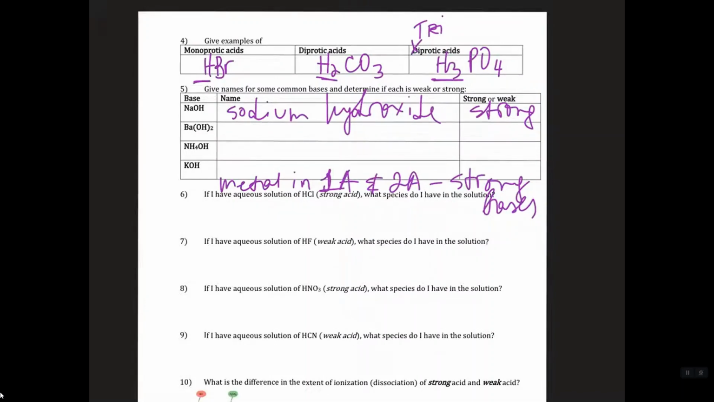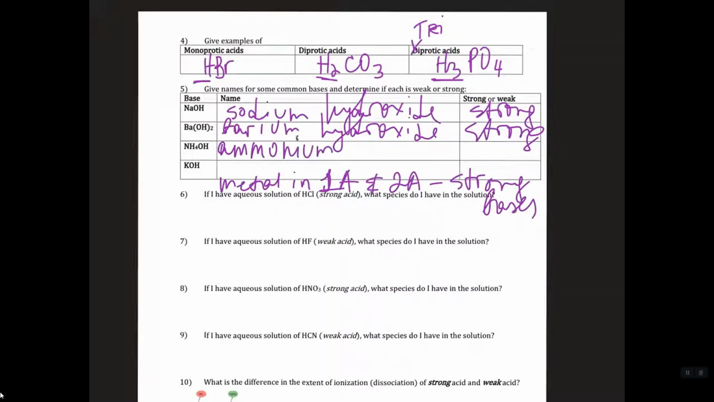So barium hydroxide is the next one. It's also going to be strong because barium is in the group number 2A. So barium hydroxide, that's going to be strong. The next one is ammonium hydroxide.